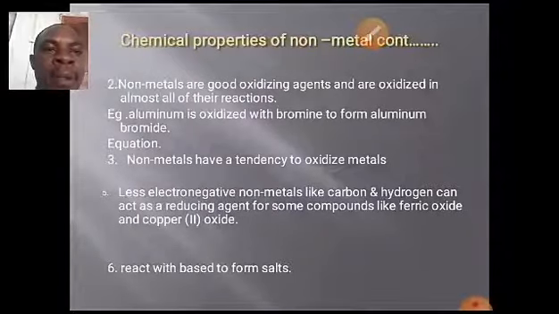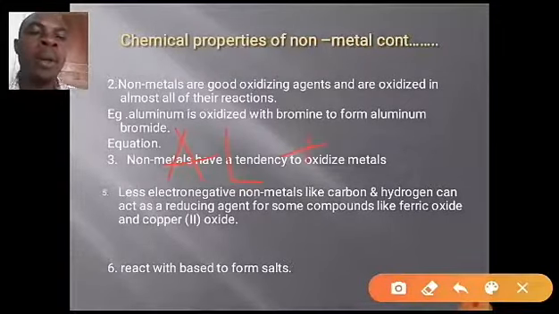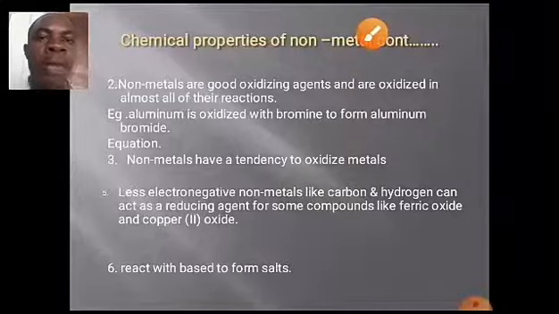Non-metals are good oxidizing agents. They oxidize in almost all their reactions. An oxidizing agent is a substance which accepts electrons. Also, an oxidizing agent is a substance which adds oxygen. Example, aluminium is oxidized by bromine to form aluminium bromide. When aluminium reacts with bromine, aluminium becomes oxidized to form aluminium bromide.